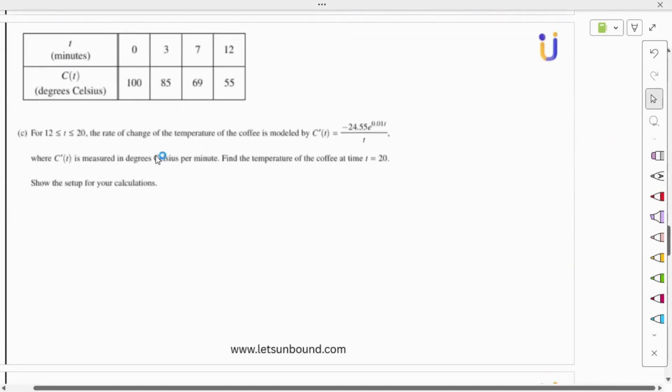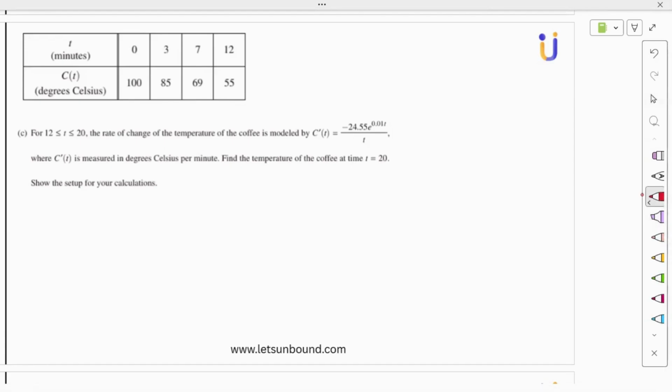For 12 to 20, the rate of change of temperature of the coffee is modeled by C'(t), measured in degrees Celsius per minute. Find the temperature of the coffee at time t equals 20. They have given a C' function, the rate of change of the coffee. We need to find C(20), the temperature of the coffee. How can we do it? We will apply the fundamental theorem and we will use Desmos also here.